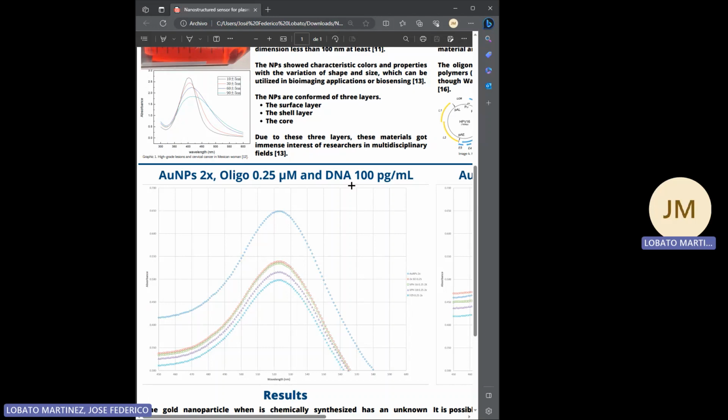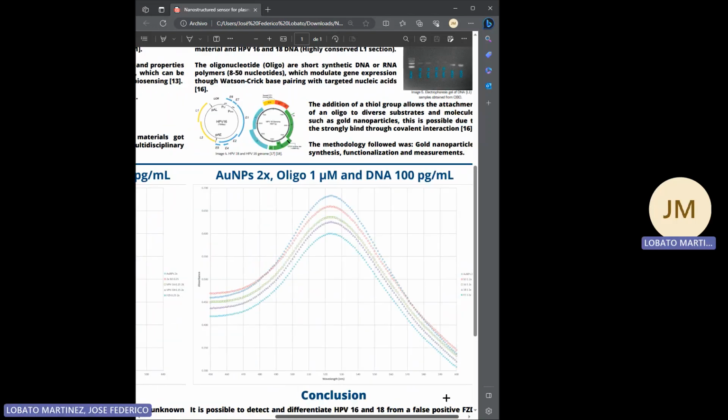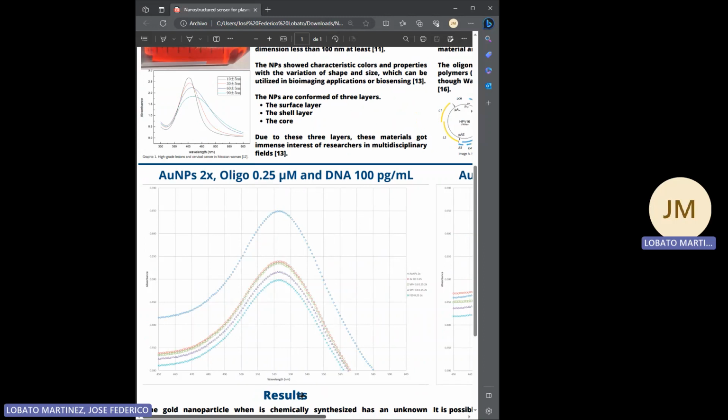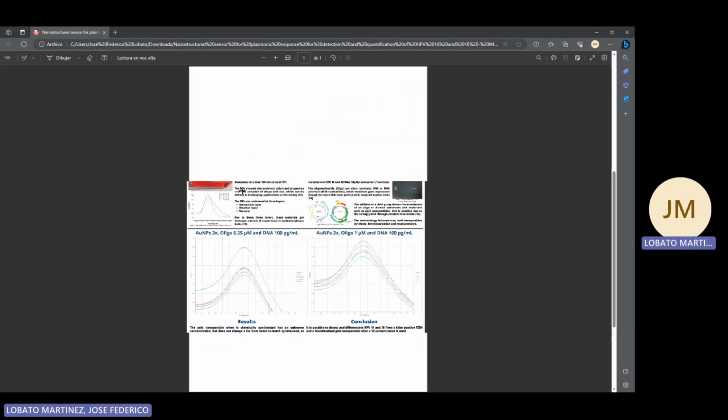These are the three factors the biosensor uses. First, the gold nanoparticles, which is 2 times the concentration, the initial concentration. Then we have the oligo that we measured from 0.25 to 1 micromolar, and we used 100 picograms per milliliter of DNA 16, 18, and FCD9. These are our results.